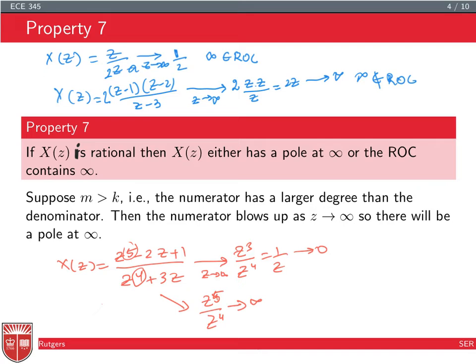All you have to do is just do the limit, and maybe an easier way to check is to check the degree of the numerator versus the degree of the denominator. So if the numerator has a higher degree, then we have a pole at infinity because the limit does not converge. So this gives you a first easy rule to check whether infinity is in the ROC or not. You just check the degree of the numerator compared to the denominator.